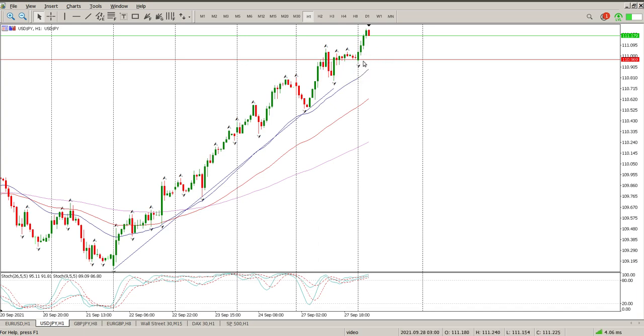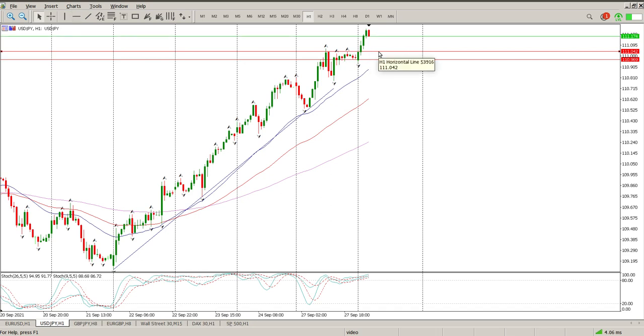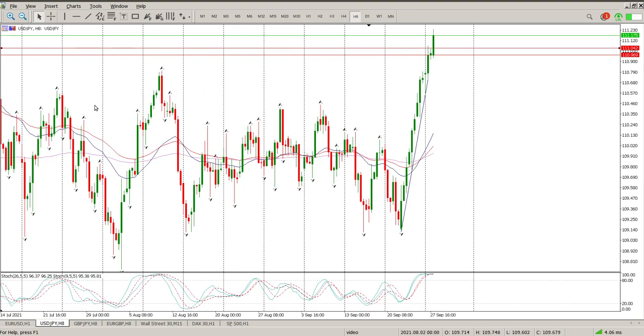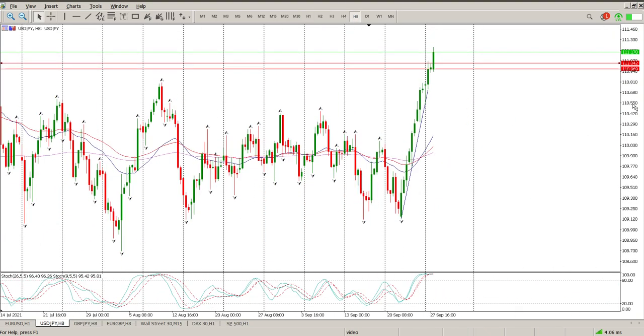Now we've broken to the upside, so what I'd be looking for is some kind of a pullback onto structure, and that would be between, well, 111 would be the round number, so 111 is the area that we need to pay attention to. The 110.969 area, below that is going to be your stop area. So that's kind of the view that I've got at the moment. This is a breakout, ladies and gentlemen. It's a breakout of this structure.